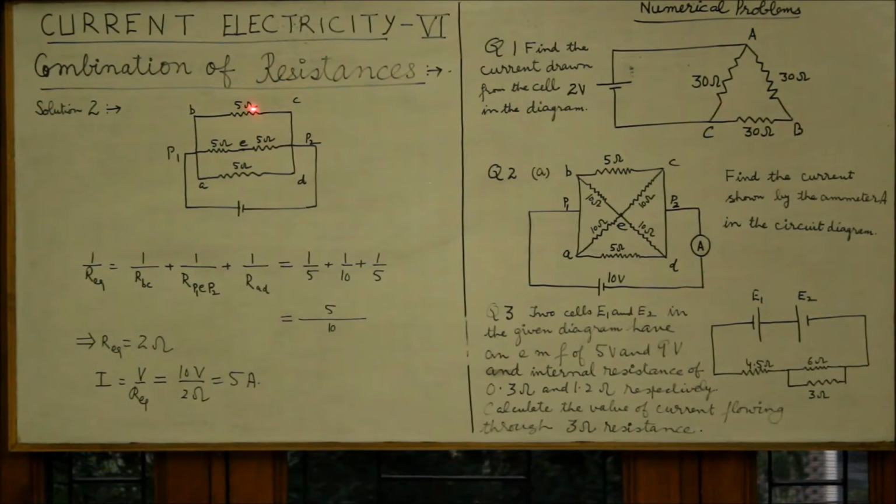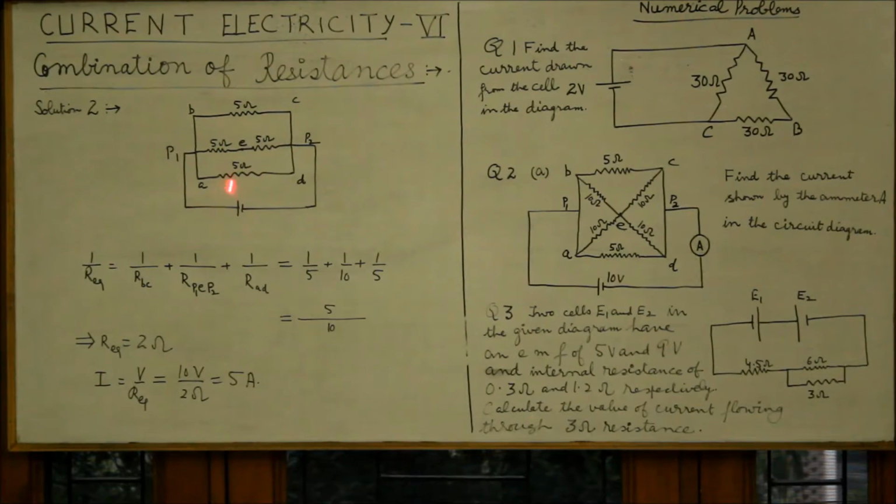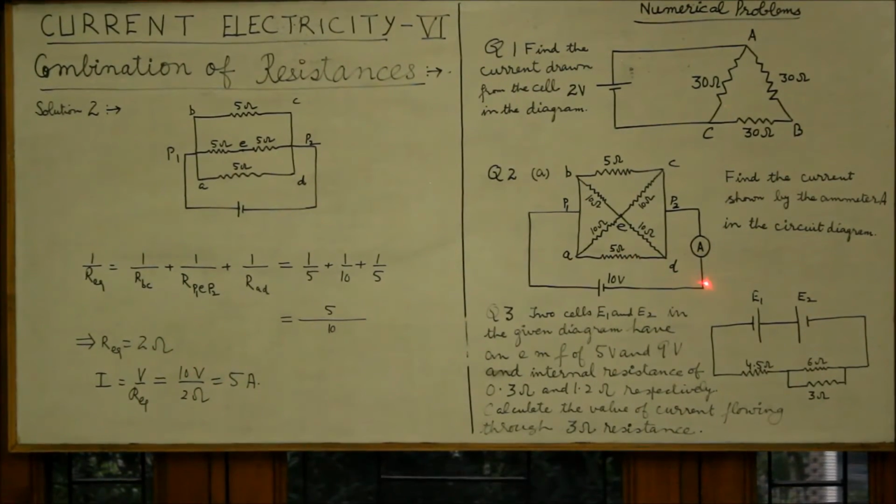Now, overall, you have 5 ohms, 10 ohms and 5 ohms in parallel. So you can use this formula, 1 over R equivalent equal to 1 over RBC, that is the resistance between B and C, plus the P1 E P2 branch, plus this branch. So 1 over 5 plus 1 over 10 plus 1 over 10 giving you 5 by 10, and the equivalent resistance turns out to be 2 ohm. The current you can calculate as V over R equivalent, 10 volt the battery EMF divided by 2 ohms the effective resistance gives you 5 ampere as the current or the reading in the ammeter.